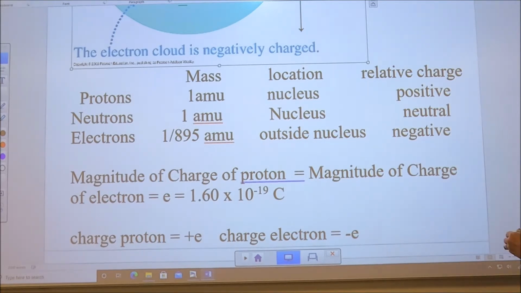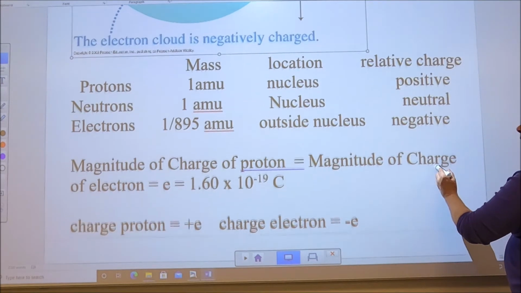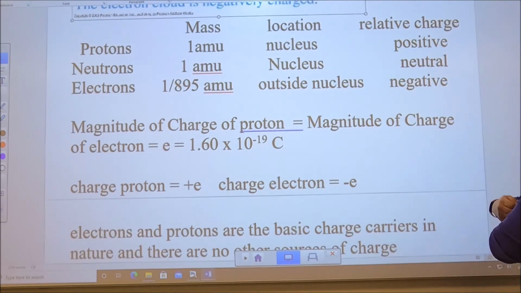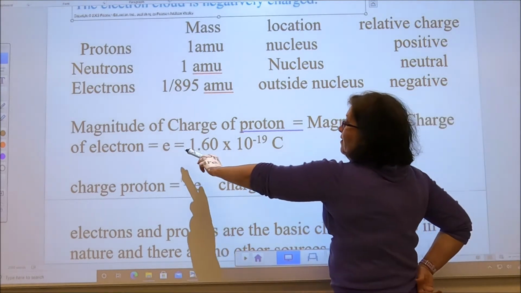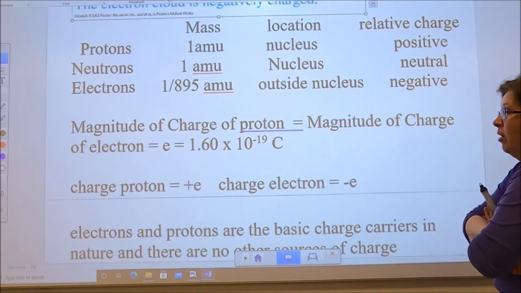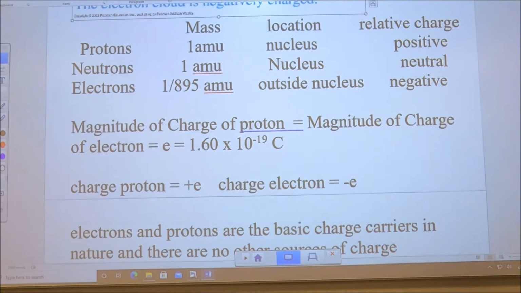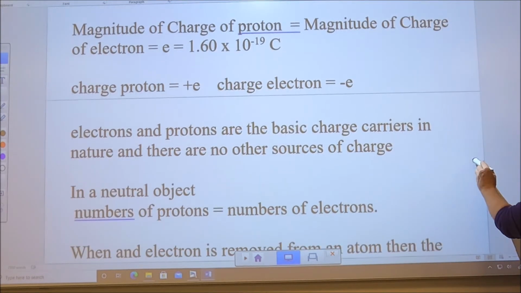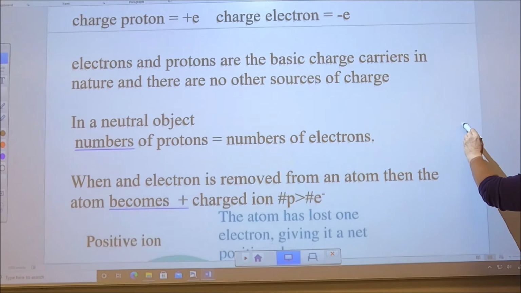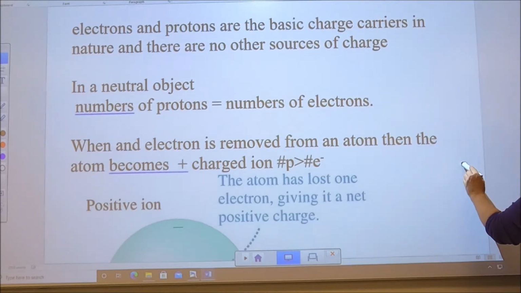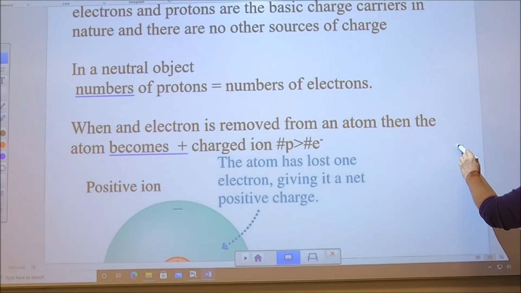The magnitude of charge on a proton equals the magnitude of charge on an electron, which is 1.60 times 10 to the minus 19 coulombs. That numerical value is given the symbol e. So the charge on a proton is plus e, the charge on an electron is minus e. Electrons and protons are the basic charge carriers in nature. There are no other sources of charge other than protons and electrons.